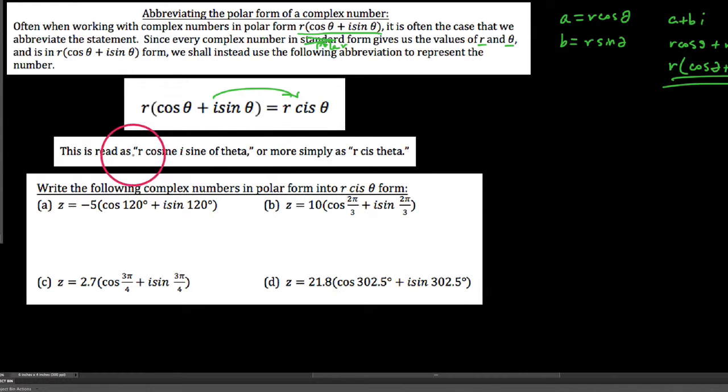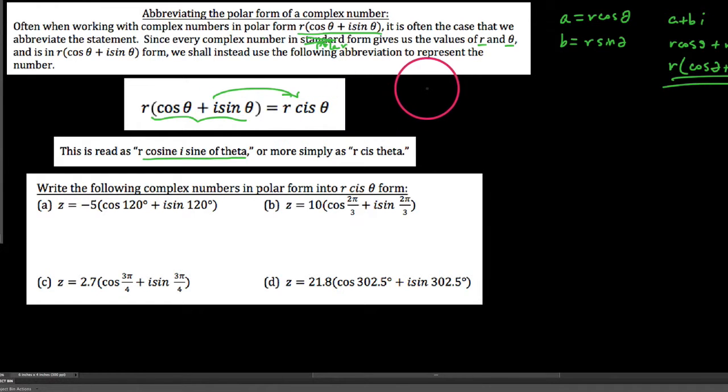We can read this as r cos i sin of theta, but we really mean the same thing as the expression on the left. It's a lot more convenient because we're representing our r and our theta, and we've also got our cosine, our i, and our sine, even though it's not representing the addition inside. We could also simply read this as r cis theta, and that's usually what happens. Any number in this elongated polar form we can abbreviate, and that's easier to work with.